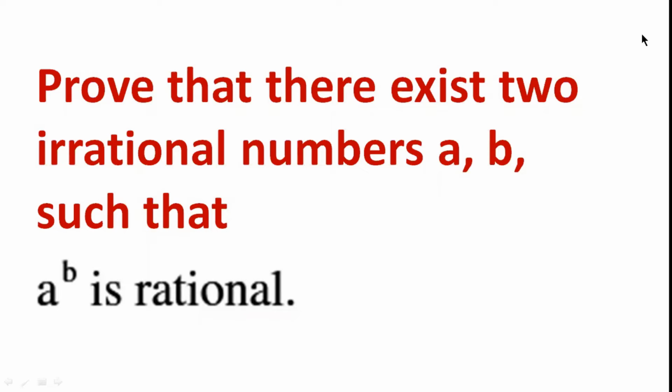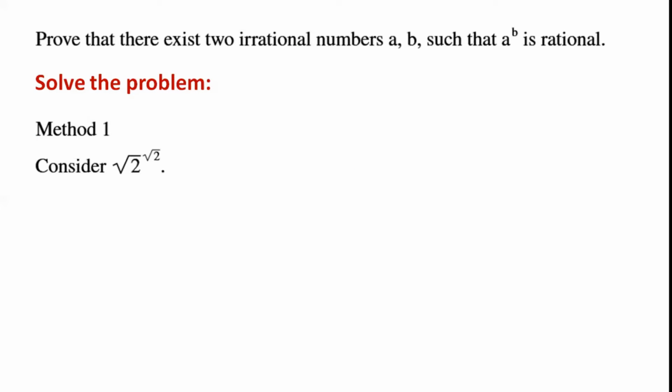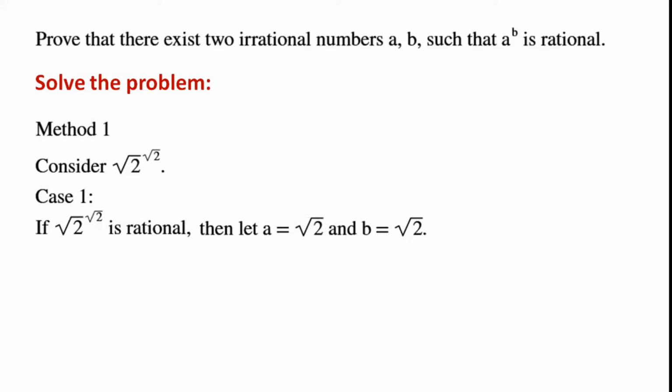Prove that there exist two irrational numbers, a, b, such that a to the power of b is rational. Consider root 2 to the power of root 2. Case 1, if root 2 to the power of root 2 is rational, then let a equal root 2 and b equal root 2.